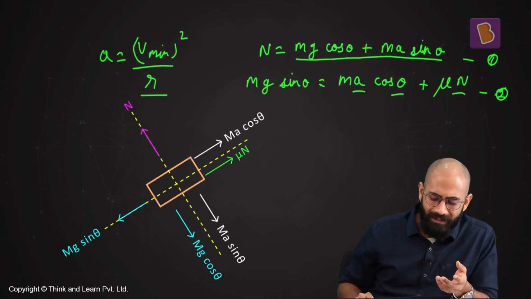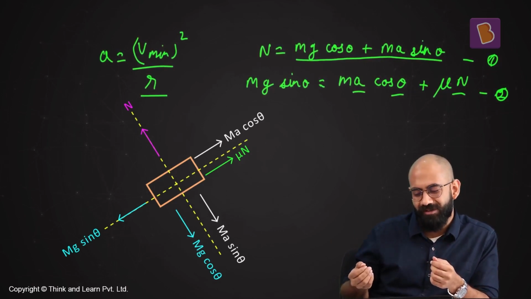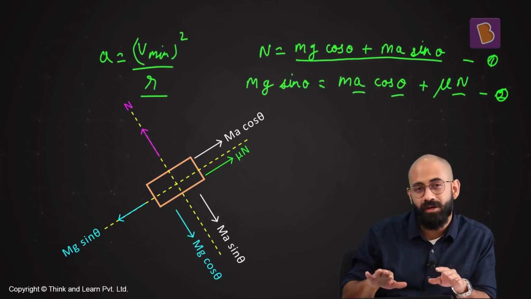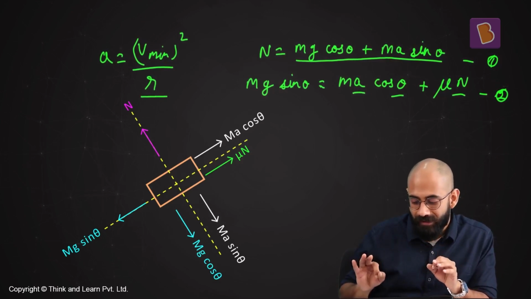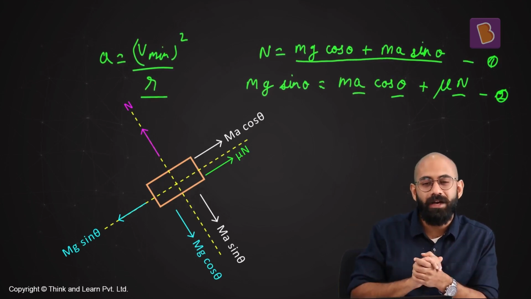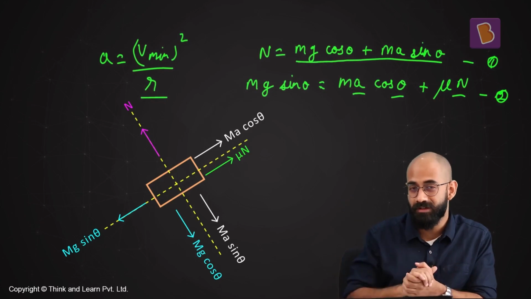So once again, this might feel like a lot of steps and a lot of algebra and so forth, but it's actually pretty simple. It's just making sure that your free body diagram is correct, then making sure you're resolving in the right direction, making sure you're adding the right pseudo force, and then finding this value of A and therefore finding the corresponding value of the minimum speed.